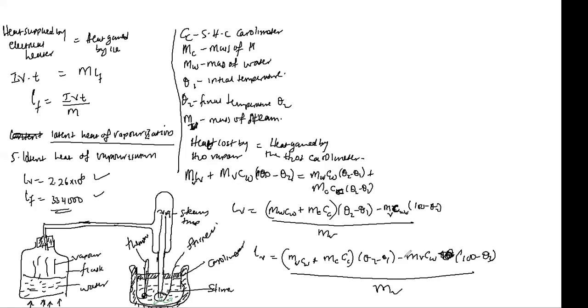So with that, you can get latent heat of vaporization using the method of mixtures. That is a mixture of vapor and water. Let's take a look at an example.